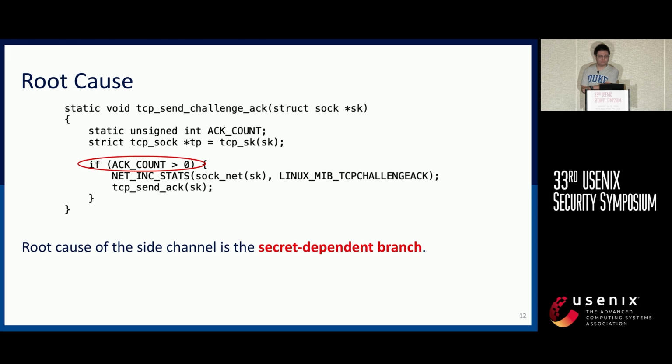This figure shows the corresponding code of this side channel vulnerability. Pay attention to this branch. This is a secret-dependent branch. It's checking if the counter ACK count is positive or not. This will decide the outcome or the output of this program. So this is the root cause of the side channel we just mentioned.